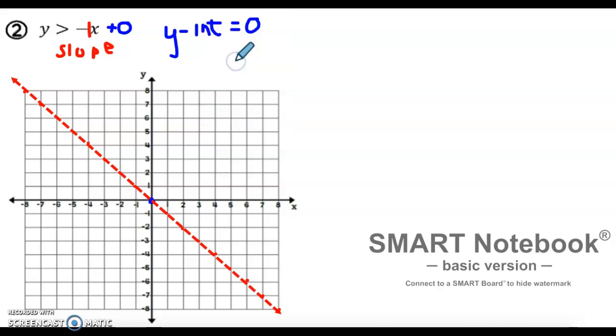Now we need to figure out where we're going to shade. So since it says y is greater than -x, greater than means you're going to shade above the line. If you ever get confused where to shade, pick a point above the line and substitute it into the inequality to see if you get a true statement. And then pick a point below the line, substitute that into the inequality, and see if you get a true statement. Whichever point gives you the true statement, that is where you shade.